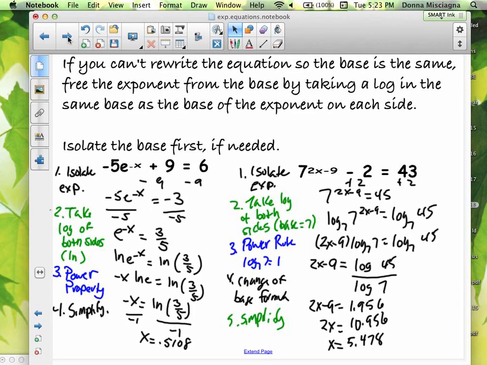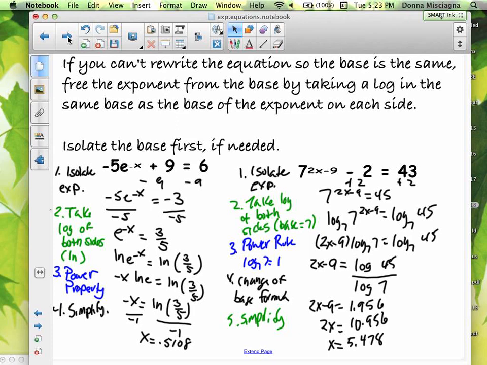49, yes. 45, no. So we're going to have to take a log, and the base is going to have to be 7. So log base 7 of 7 to the 2x minus 9 power equals log base 7 of 45. All right, that power rule, exponent moves in front. So we have 2x minus 9 times log base 7 of 7 equals log base 7 of 45. All right, so now we want to isolate our variable. I don't need log base 7 of 7 because that's just 1.